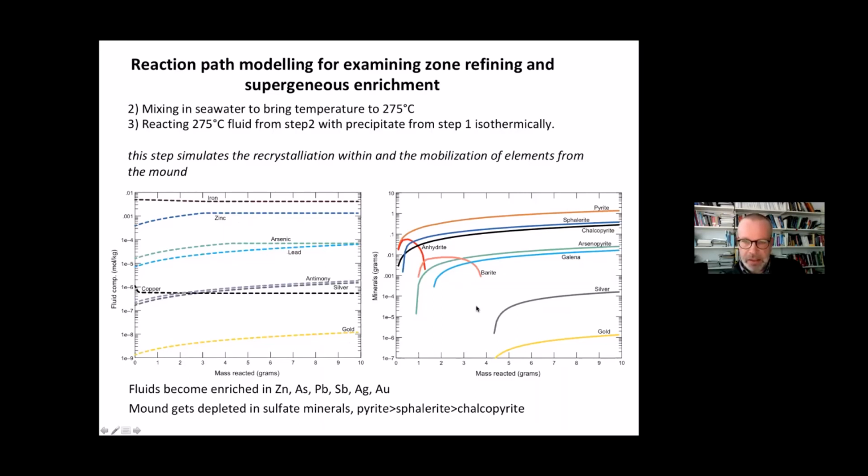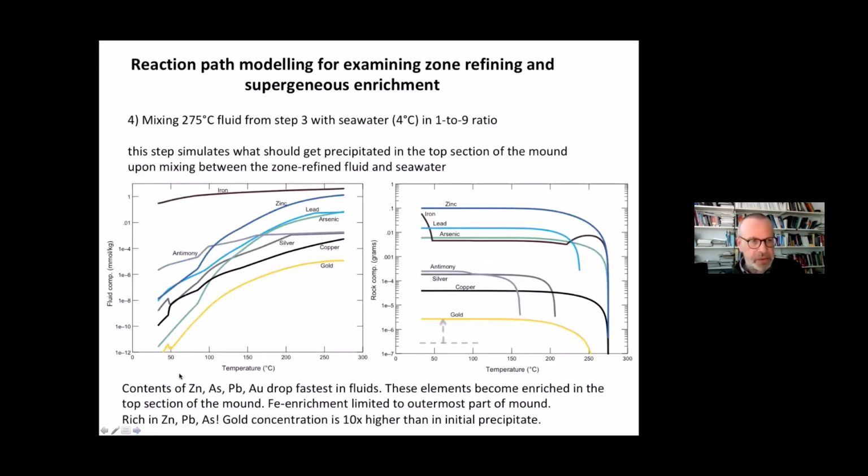What is happening to the sulfide-sulfate mound that we were just making? You see that the sulfate in the course of the reaction actually disappears and completely vanishes, and the sulfide contents go up, in particular that of pyrite. Okay, you can also see that now you have gold precipitating for the first time, but we are not done, because what we are doing next is we simulate what should get precipitated in the top section of the mound, right? Because the mound is now undergoing zone refining.